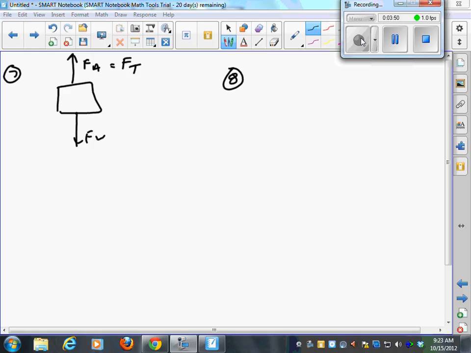Number 8. A skydiver named Felix is descending with a constant velocity. Consider air resistance. Diagram the forces acting upon the skydiver. These are getting a little repetitive here, aren't they?